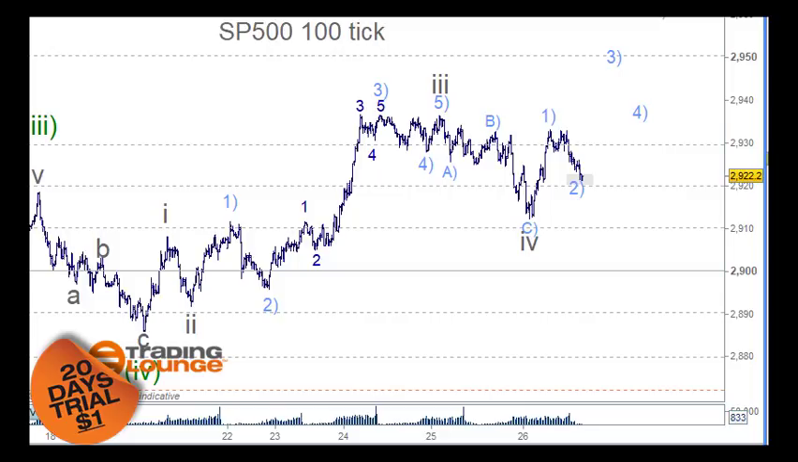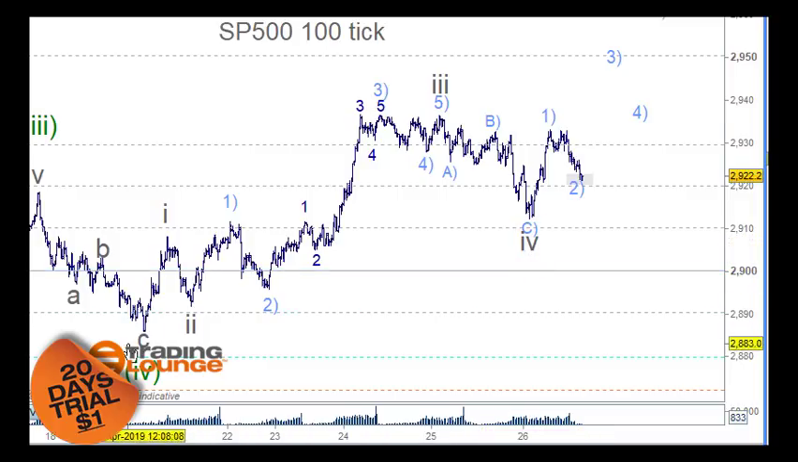Welcome to Trading Lounge and the SP500, and I'm going to start with the tick chart today. From this reference point here, this wave 4, last time we spoke we were looking at wave 1 and 2 here, and 1 and 2 here, and the market's moved up nicely through here. This wave 4 has dropped down quite low through here, hasn't really overlapped wave 1 here, but certainly significant.